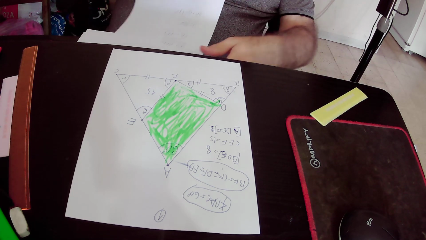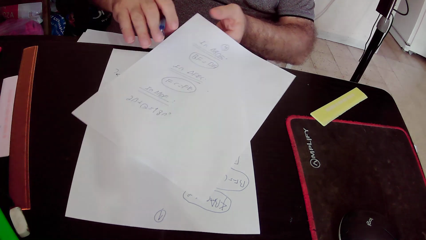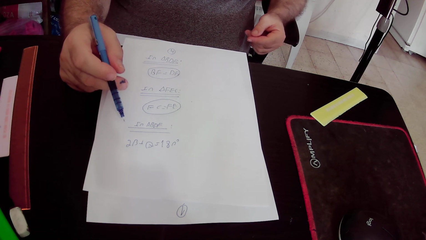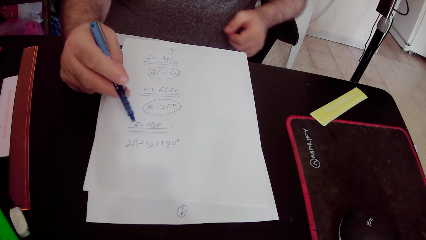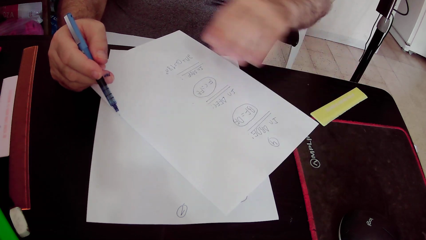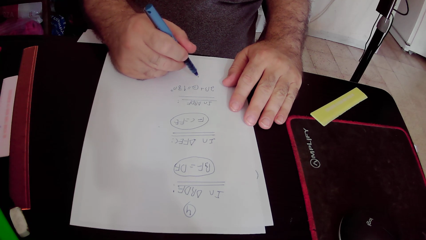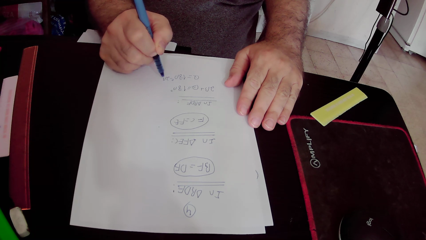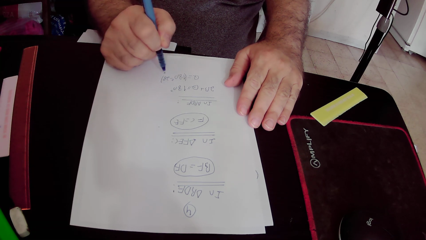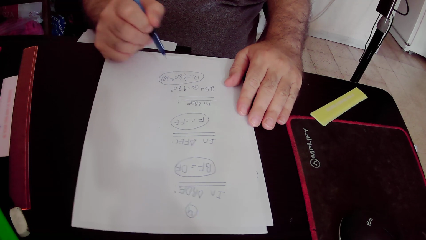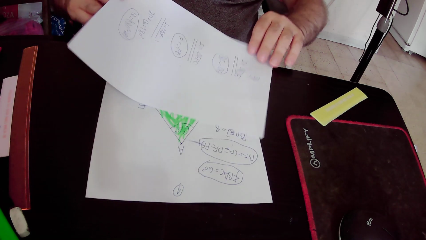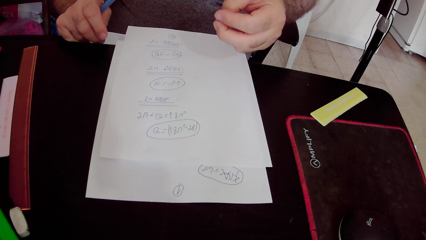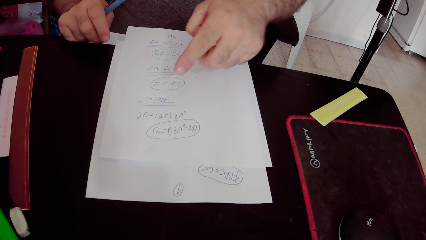So we have this equality, 2B plus Q equals 180 degrees. We will subtract 2B from this equality, and we will get that Q equals 180 degrees minus 2B. So actually we expressed angle Q by B.